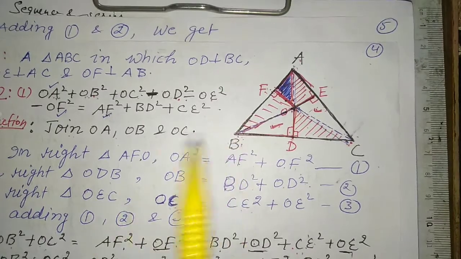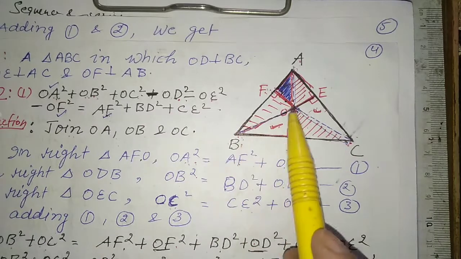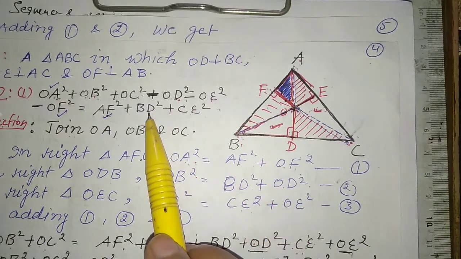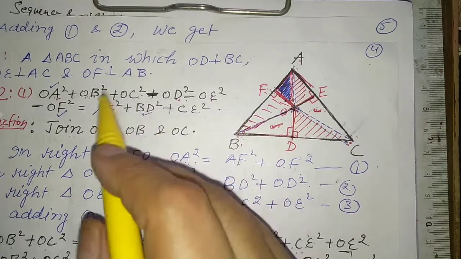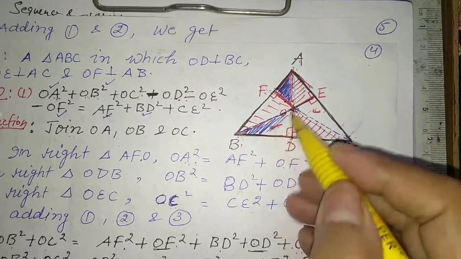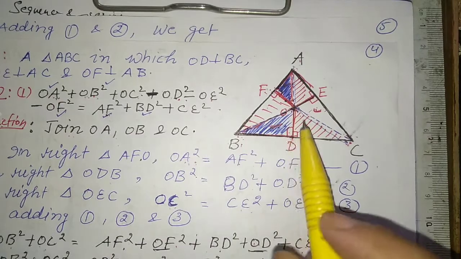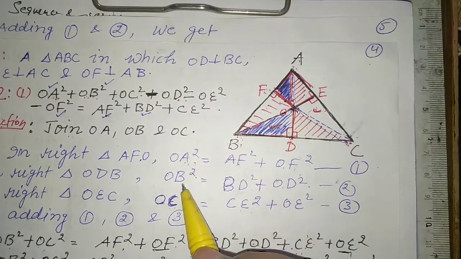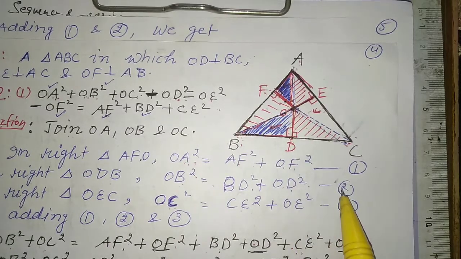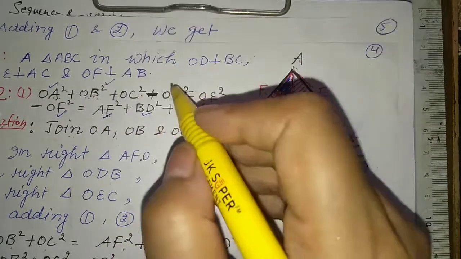Now we will choose another triangle. We want OB here, and we also want BD, so we will take this triangle with BD and OB. D is 90, so OB is the hypotenuse. OB square is equal to BD square plus OD square. This is the second equation. We are getting OB, BD and OD, all the 3.